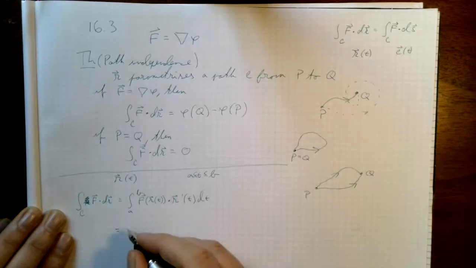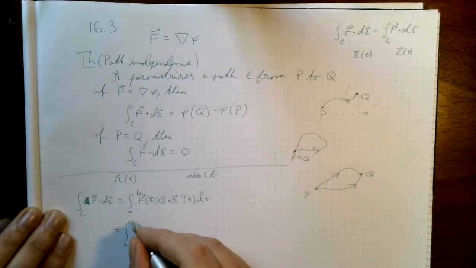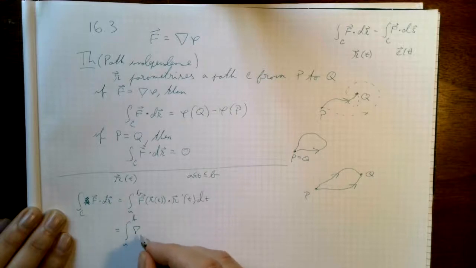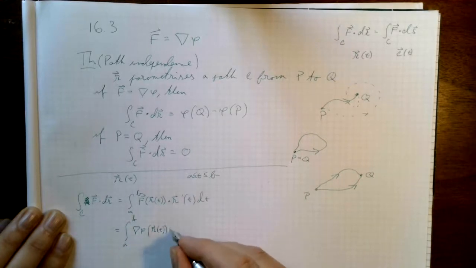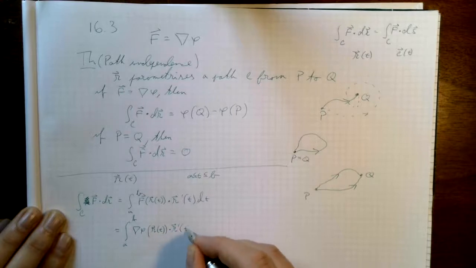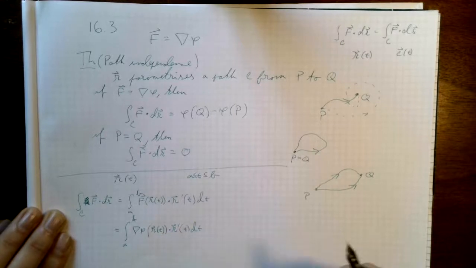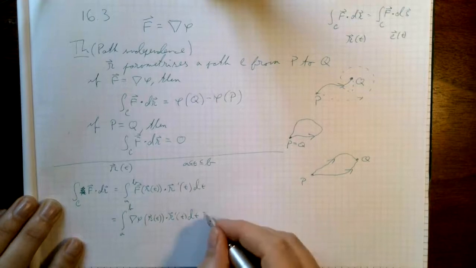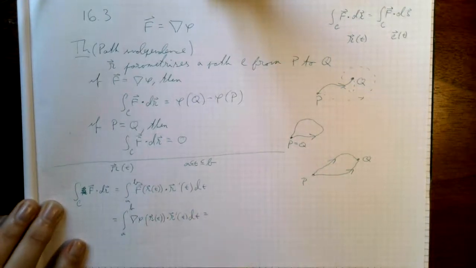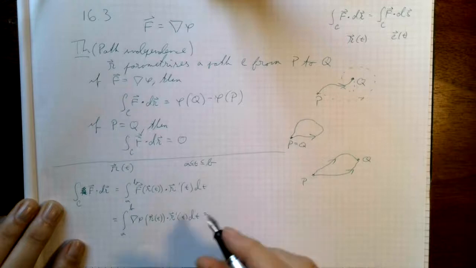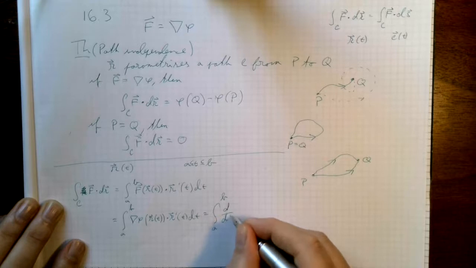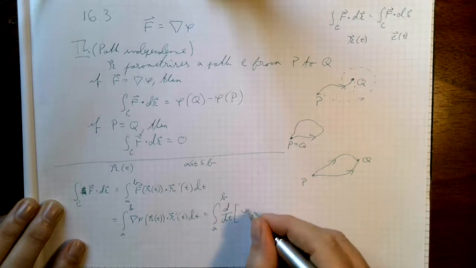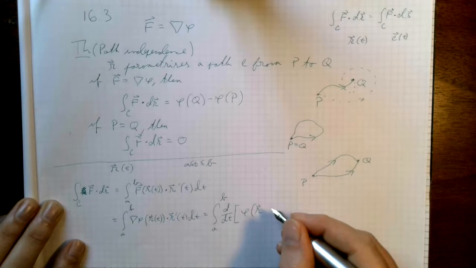So I can just write it as the gradient of phi evaluated at r of t. Right? The same thing. Now, this thing, we've already seen something like this before. That's just the derivative of phi with r plugged in.